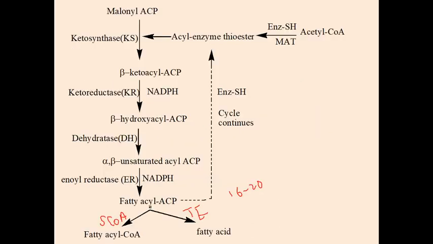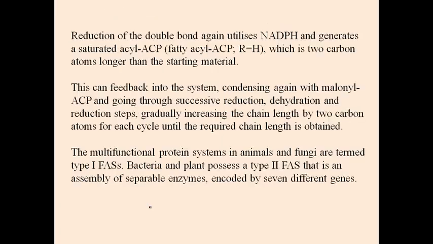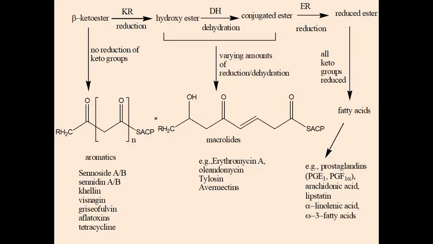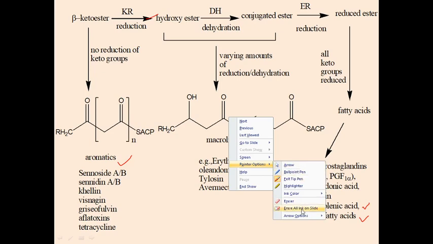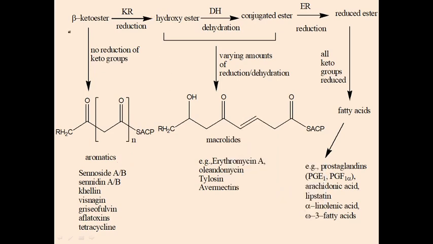Now let's see the significance of this pathway. The plants or microorganisms can utilize this pathway for production of various classes of compounds. This pathway can help the plant and microorganism to produce aromatics. It can help them to produce macrolides. It can help them to produce prostaglandins or alpha linolenic acid or omega-3 fatty acid. Now, how will these occur? How can these different classes of compounds form from this pathway?